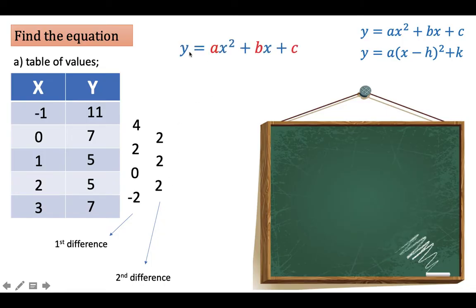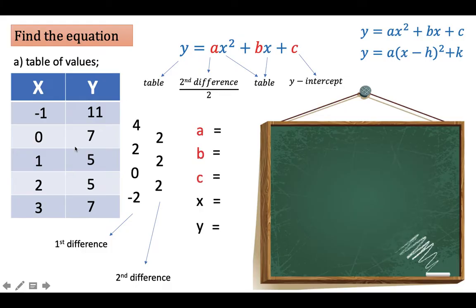We're going to write our answer in this form: y is equal to ax squared plus bx plus c. I highlighted a, b, and c because we're going to find them, since in our equation x and y are written as x and y. So to find a, we will just divide the second difference by the constant 2. Then c here represents the y-intercept. Then this x and y here are from the table values. Okay, so let's start finding a, b, c.